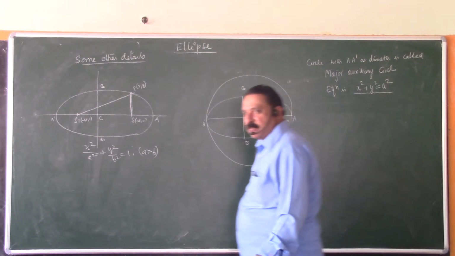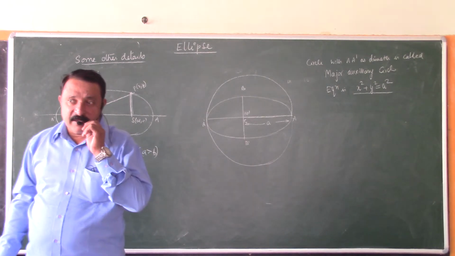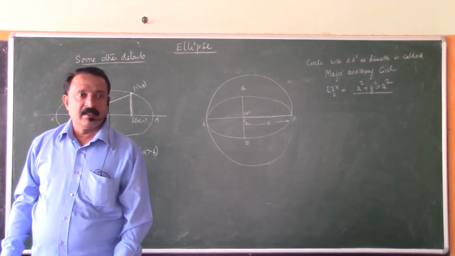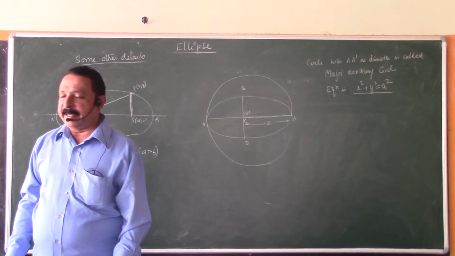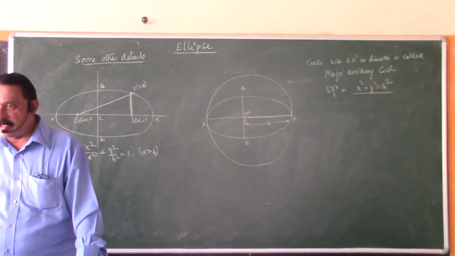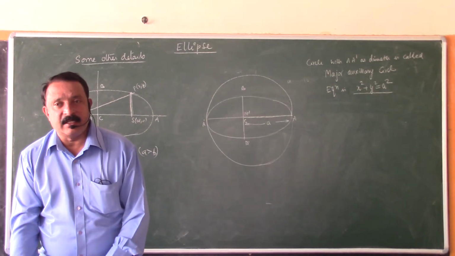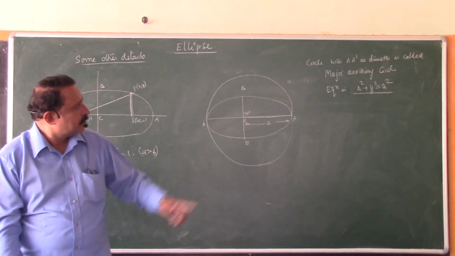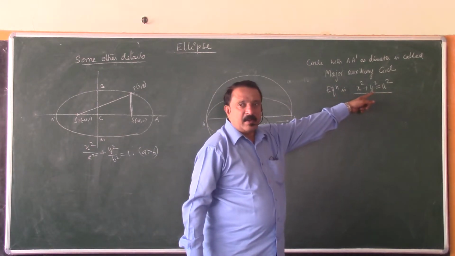What is the equation of the major auxiliary circle of an ellipse? X square plus y square equals A square. These are the types of questions asked in the CET exam. The ellipse is x square by 25 plus y square by 16 is equal to 1. The equation of the major auxiliary circle to this ellipse is x square plus y square equals 25.